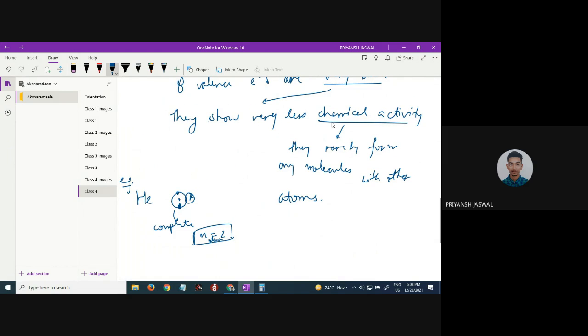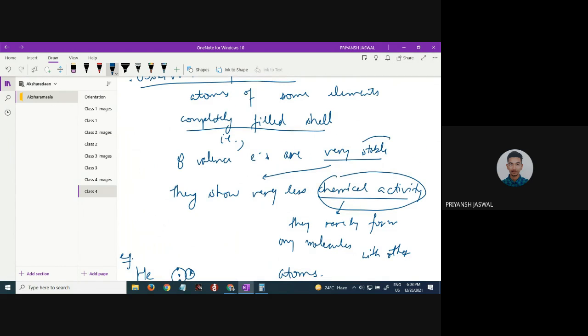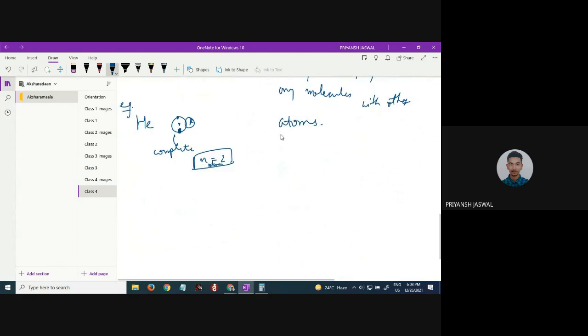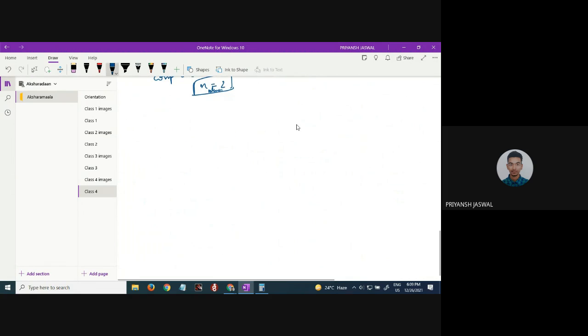So such atoms which have completely filled outer shells do not form any molecular bonds with other atoms. That is, they show less chemical activity or are very stable. This is an observation which can be made in laboratories. So now let's look into the definition of valency.